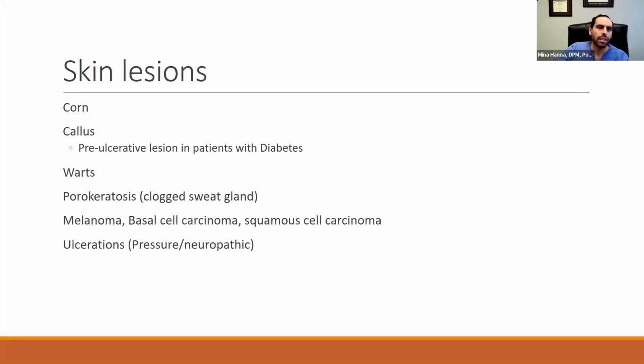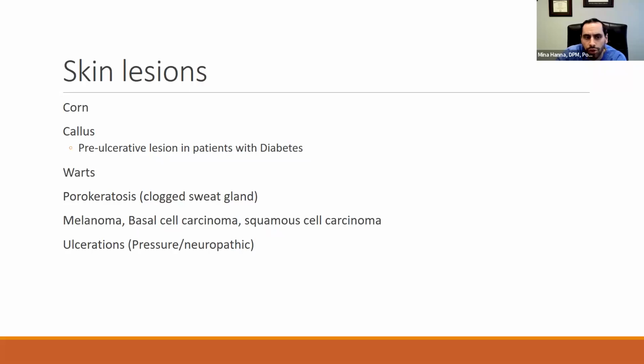Okay, so oftentimes you can develop skin lesions throughout your lifetime. These could be corns or calluses. Corns are typically on top of the toes. Calluses are usually on the bottom. In diabetics, these lesions are considered pre-ulcerative because it's an area of high pressure, and eventually, if it's not taken care of, the skin will break down and patients will ulcerate.